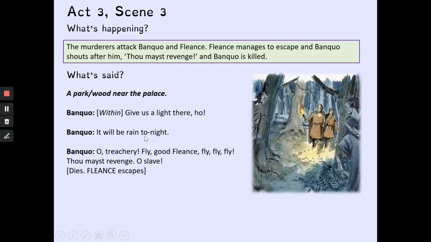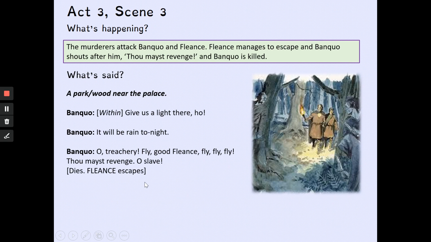Banquo then says, "It will be rain tonight." So again, he's showing his prescience, his ability to see into the future, but not in a supernatural, creepy way, just in an intellectual way. He's able to work out what's going to go on. And "it will be rain tonight" suggests that potentially people will cry. People will mourn the loss of Banquo as a good man. And later in the play, when people are mourning that they've lost Scotland to this tyrant king Macbeth, they may well look back at Banquo and remember him fondly in comparison and feel a tear coming to their eye.